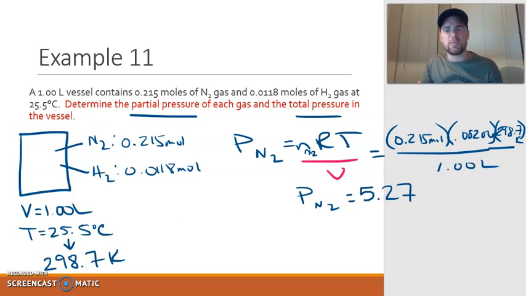5.27. And what's going to be the pressure? It's going to be atmospheres, right? Because we're using the ideal gas law, so that's the unit of pressure. So that is the partial pressure of just the nitrogen.